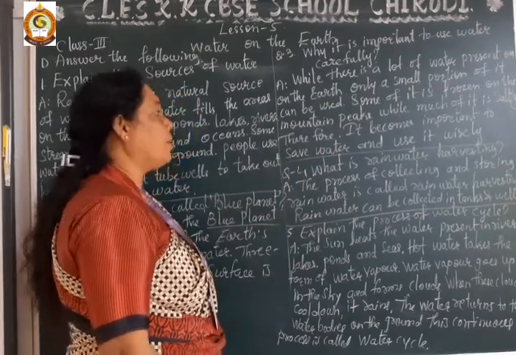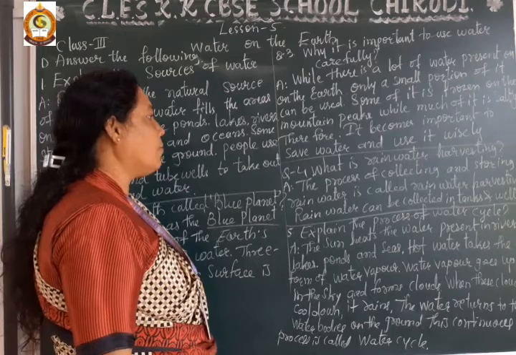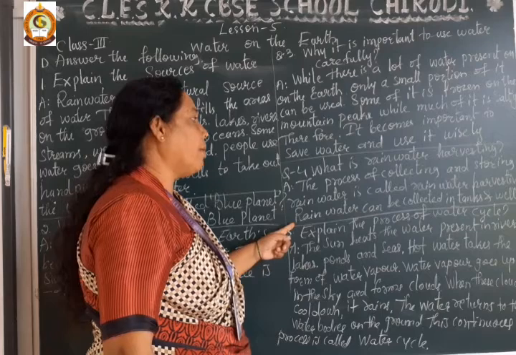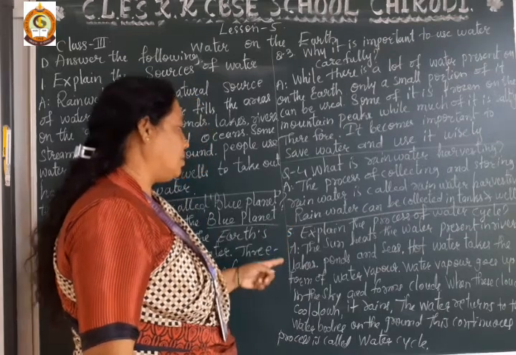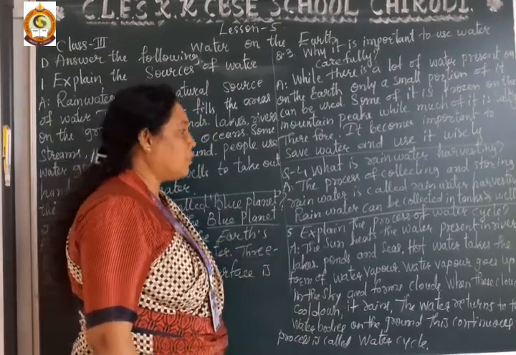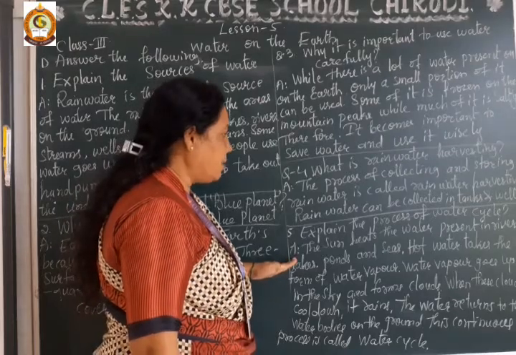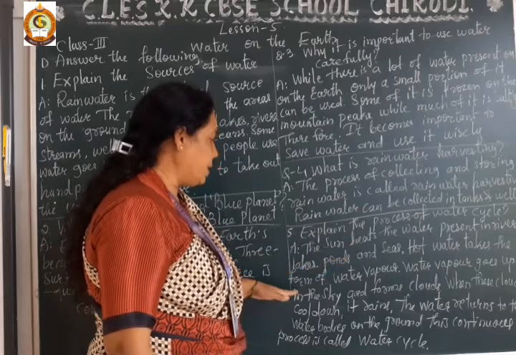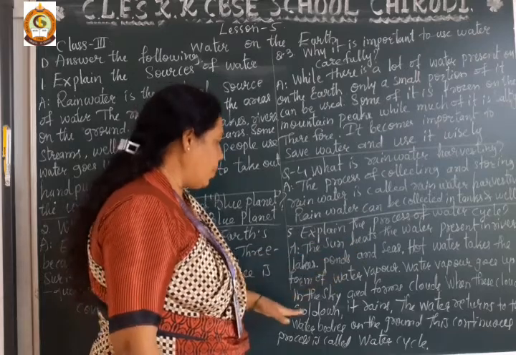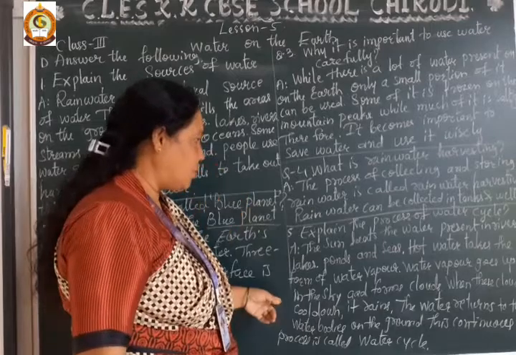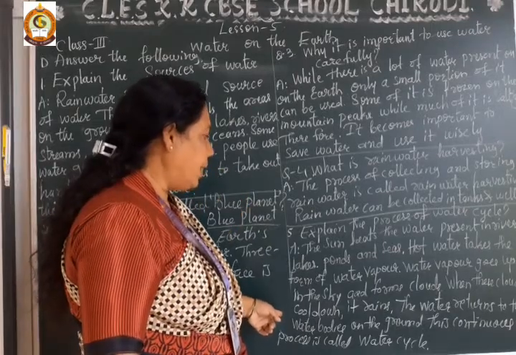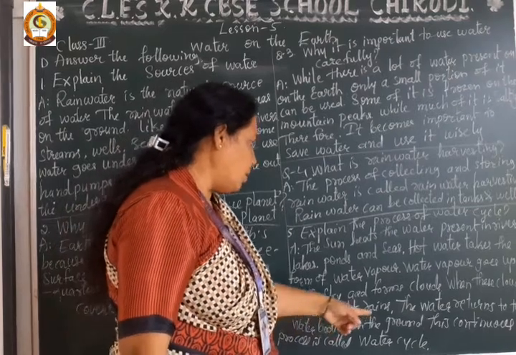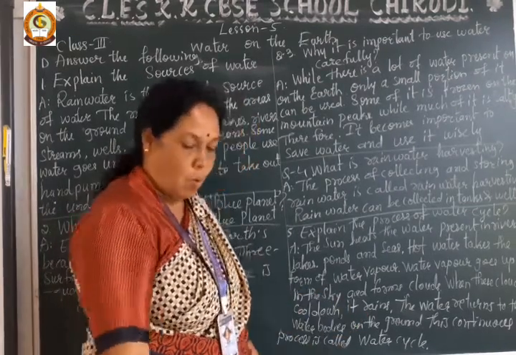Question number 4, what is rainwater harvesting? The process of collecting and storing rainwater is called rainwater harvesting, and rainwater can be collected in tanks and wells. Question number 5, explain the process of water cycle. The sun heats the water present in rivers, lakes, ponds and seas. Hot water takes the form of water vapor, and water vapor goes up in the sky and forms clouds. When these clouds cool down, it rains. The water returns to the water bodies on the ground. This continuous process is called water cycle.